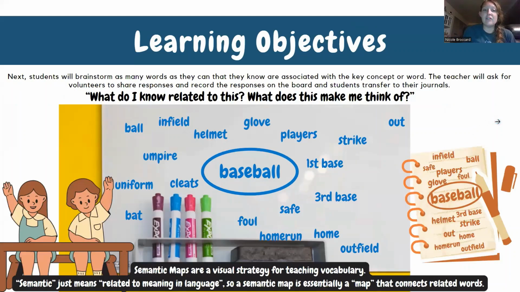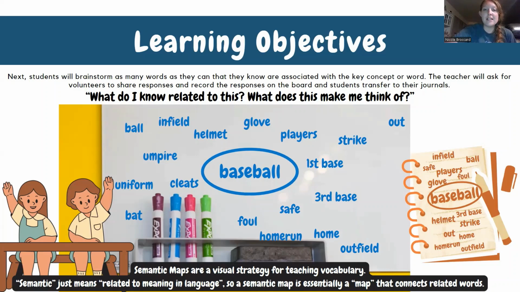Students will then brainstorm as many words as they can that are associated with the key concept or word. This can be done as a whole group. You can also choose to have partners. I usually do shoulder partners, where they share ideas with each other about words that they know are associated with the key word. The teacher will then ask for volunteers to share those responses and will record them on the board, and students will transfer that into their journals.